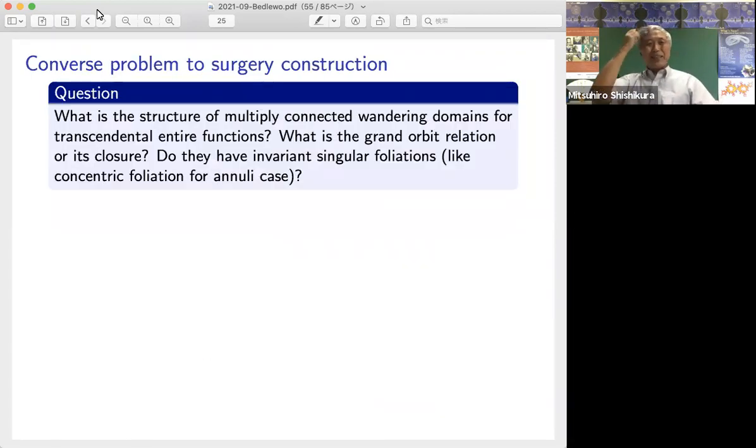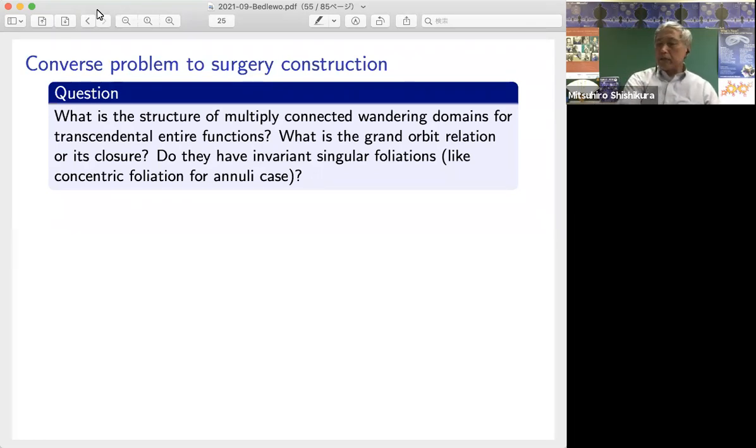So the next question is what, in general, is the structure of multiply connected wandering domains? Do you have a description like the tree I introduced? For the tree for rational maps, I needed to have a singular foliation, an invariant singular foliation, to start with. We have a foliation like that, and what's the picture?